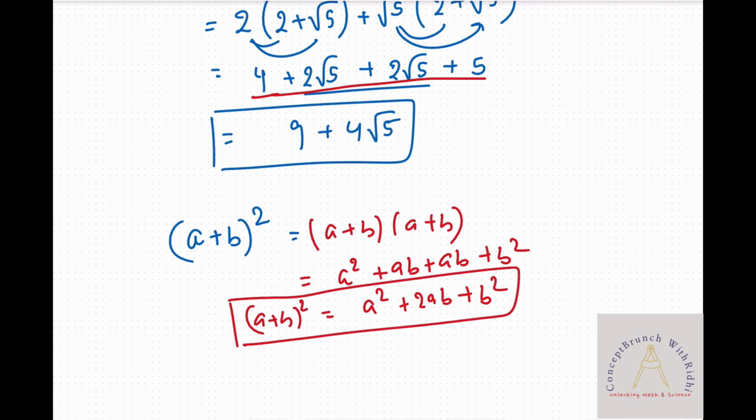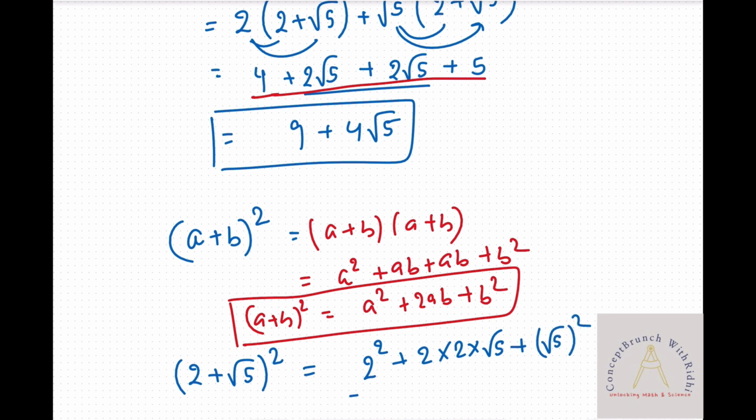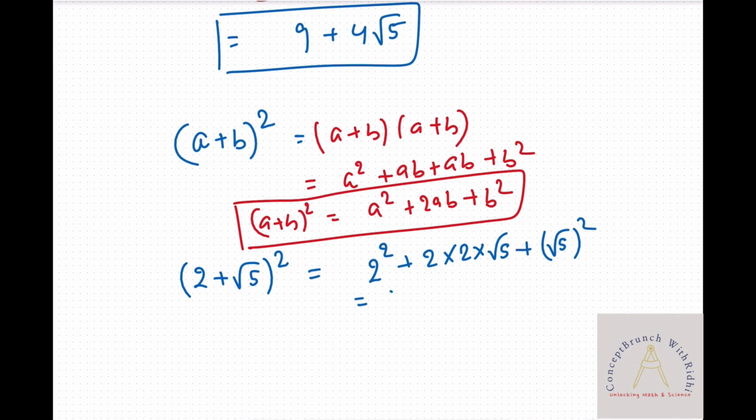Okay, so let's solve this question this way. The question is 2 plus root 5 whole square. So simply you can write directly. In the place of a there is a 2. So it's 2 square plus 2 times 2 times root 5 plus root 5 whole square. 2 times 2 is what? 4. Plus 4 root 5 plus this one you will get 5. So it will be 9 plus 4 root 5. The same answer, right?